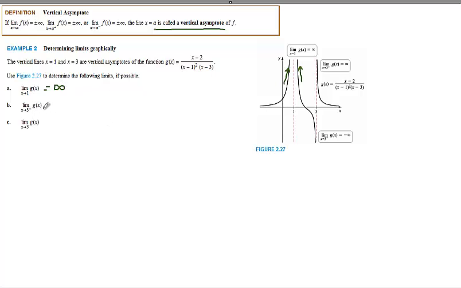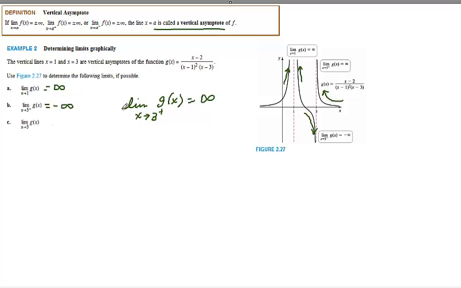I'm looking at the limit of g of x as x goes to 3 from the left. So I pick up my left hand and I say, as I'm approaching 3 from the left, I'm going down to negative infinity. And as this one wants me to do, I'll just go ahead and do it from the right. Limit as x goes to 3 from the right of this g of x, as I go along this line from the right, I'm shooting up to positive infinity.